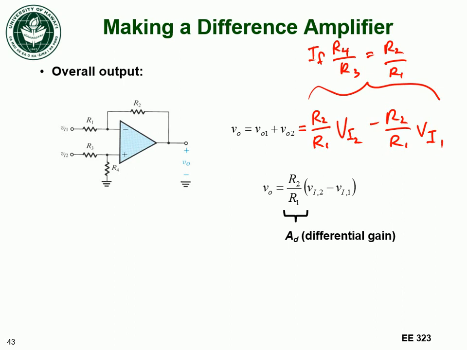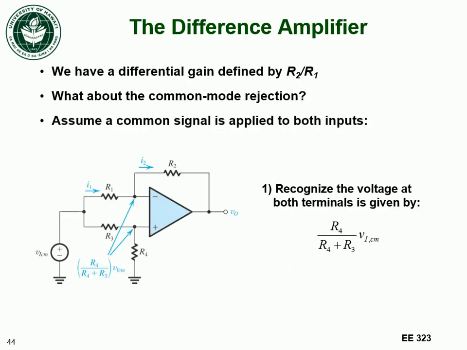Okay, but that's only a part of the story of our difference amplifier, because we want to have some differential gain, but we also want the common mode gain to go to zero. In other words, if there's any signal that's in common between the inputs VI1 and VI2, we do not want that to have any gain at all. We don't want it to appear at the output at all. Okay, so in order to figure out how a common mode signal propagates through the amplifier, we just have to first assume that we have some common signal applied to both inputs.